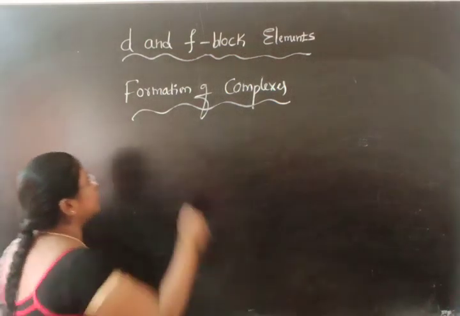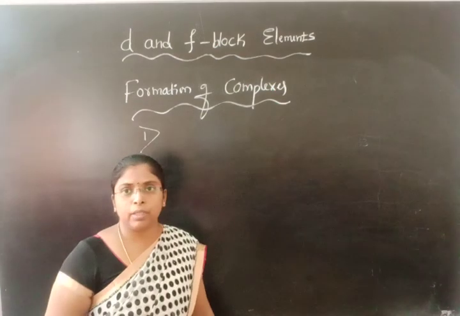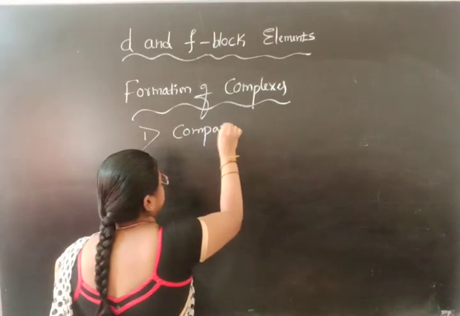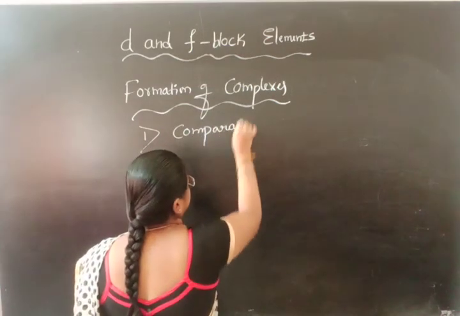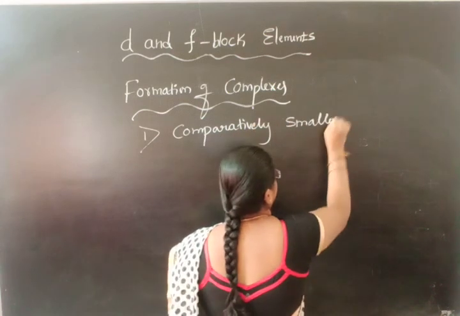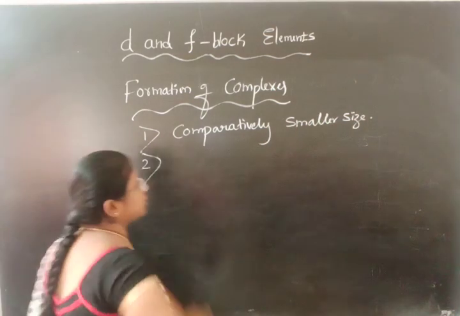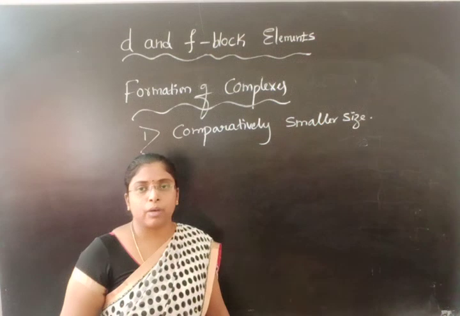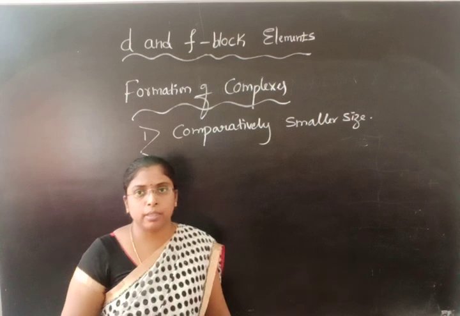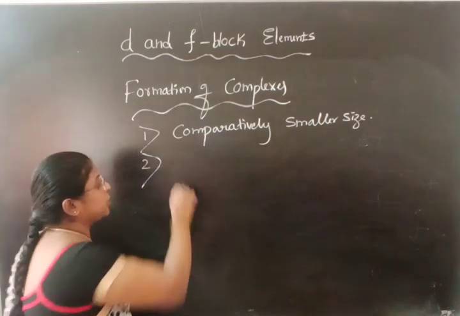Among them, the first one is that these d block elements have comparatively smaller size. They are comparatively small in size. To form a complex, the central metal ion should have small size. Since these d block elements have smaller size, they generally form complexes. They also have high ionic charge.